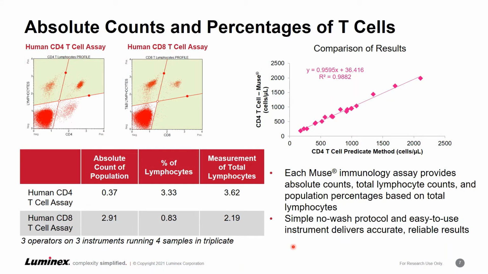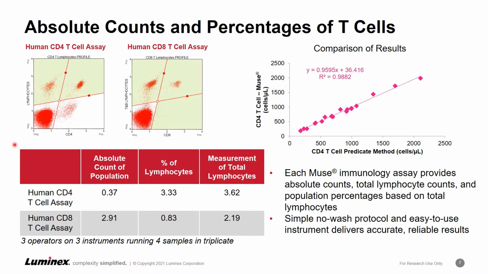Results for the Muse immunology assays are shown here. The Muse immunology assays provide absolute counts, total lymphocyte counts, and population percentages based on the total lymphocyte population for either CD4, CD8, or B cells. Two of the assays are highlighted here.